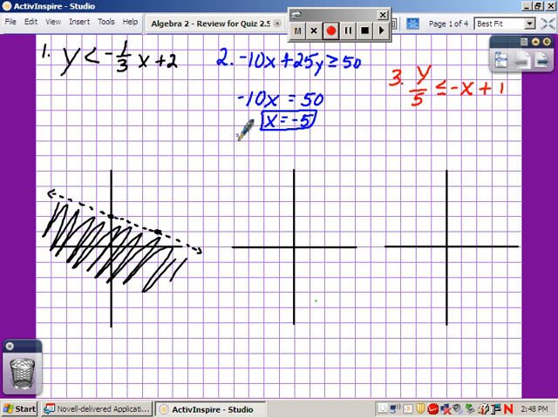And then I also do 25y equals 50, and in one step I get y equals 2. Okay, those are intercepts, so that tells me that all I really need to do is plot this on the x-axis and this on the y-axis. So on the y-axis, there's y equals 2 right there.